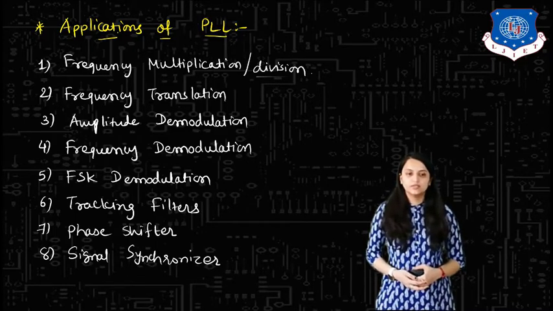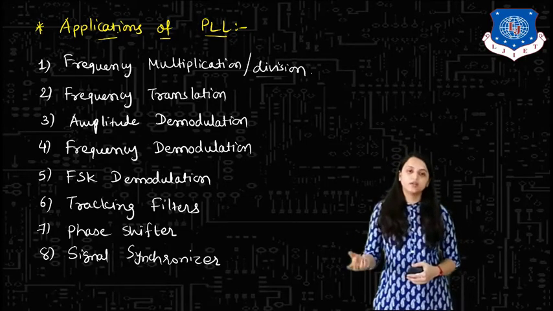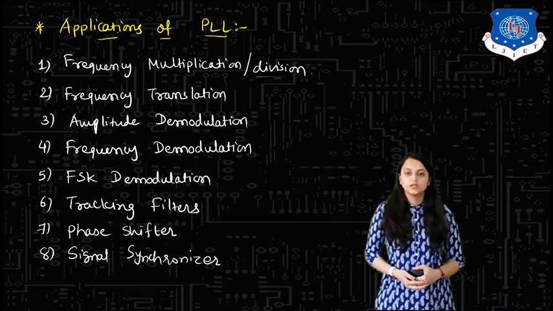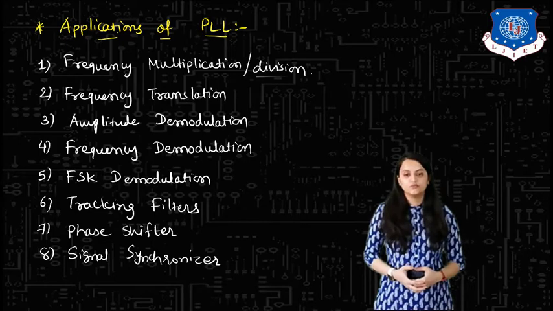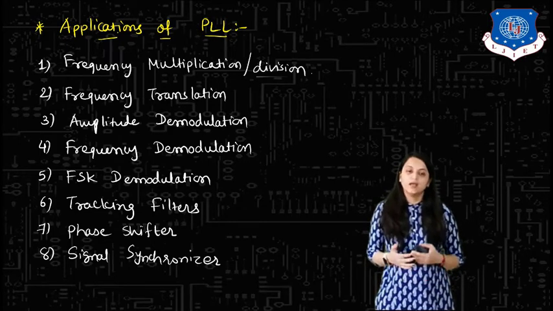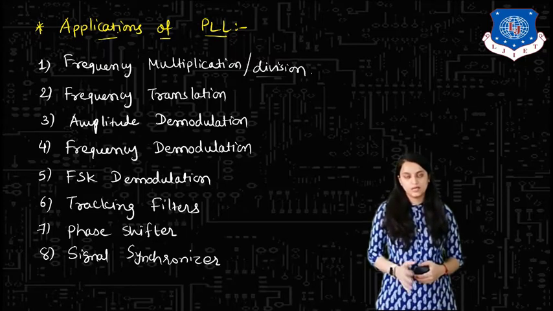Seventh is phase shifter, that means shifting of the phase by 90 degrees, 180 degrees or likewise. And the eighth one is signal synchronizer. That is for the synchronization purpose, as PLL gives the phase synchronized pulses, right?